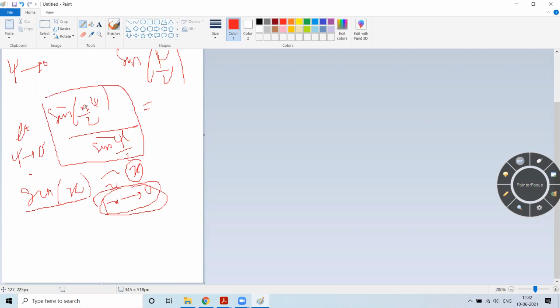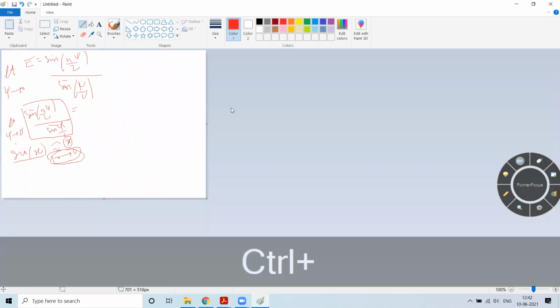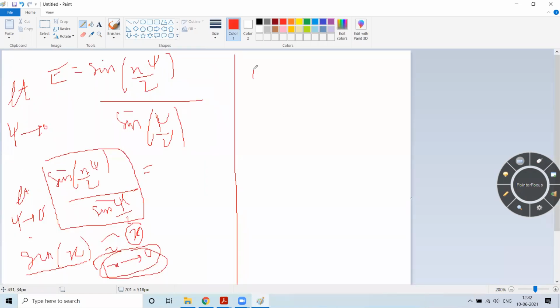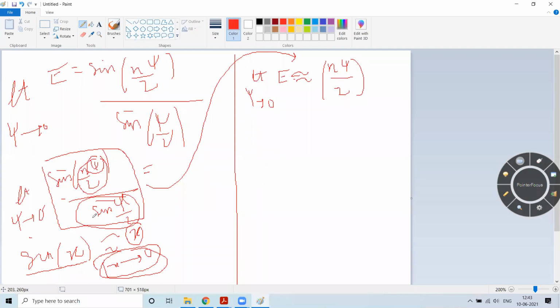In the numerator, we have sine n psi by 2. Based on that, the limit as psi tends to 0 of E is as follows. As psi tends to 0, this overall parameter will be very much closer to 0. So this will be nearly equal to n psi by 2, since sine x is nearly equal to x when x is very near to 0. Similarly, in the denominator we have sine psi by 2. Since psi is tending towards 0, this will lead towards psi by 2.